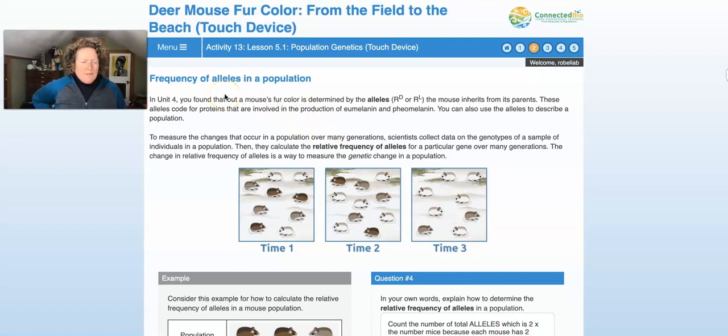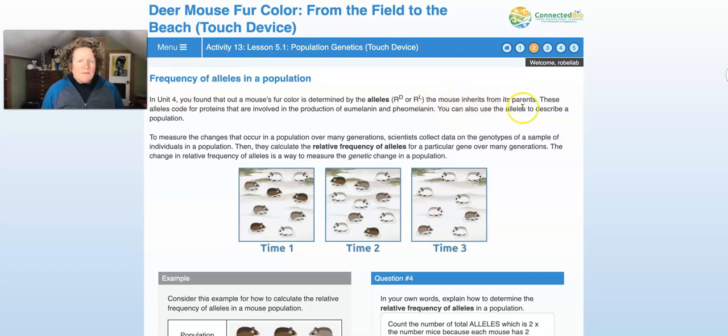So we're here on page 2. Now, instead of just mice, we're going to look at the frequency of alleles. In unit 4 you found out a mouse's fur color is determined by alleles. That's versions of a gene. Everybody gets the same fur color gene, but they get different versions. Some mice get R dark, which is the dark version. Some get R light, which is the non-functional version. It doesn't break open those signal proteins, and it doesn't tell the cell to produce that dark pigment.